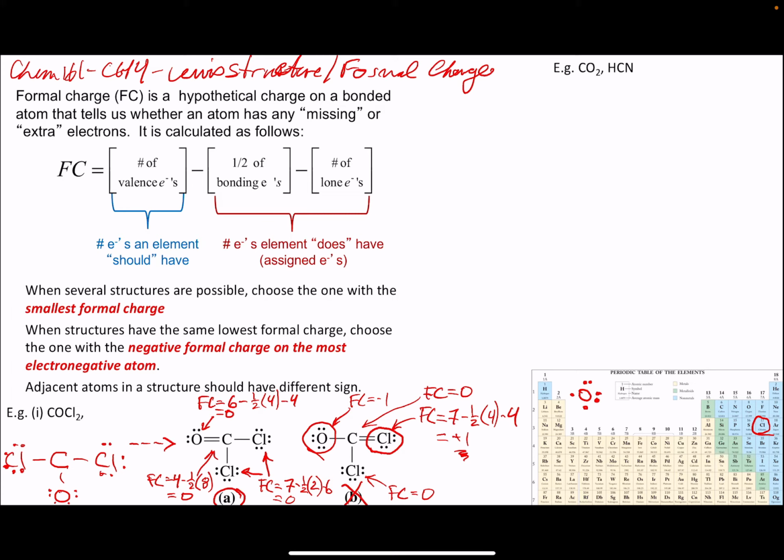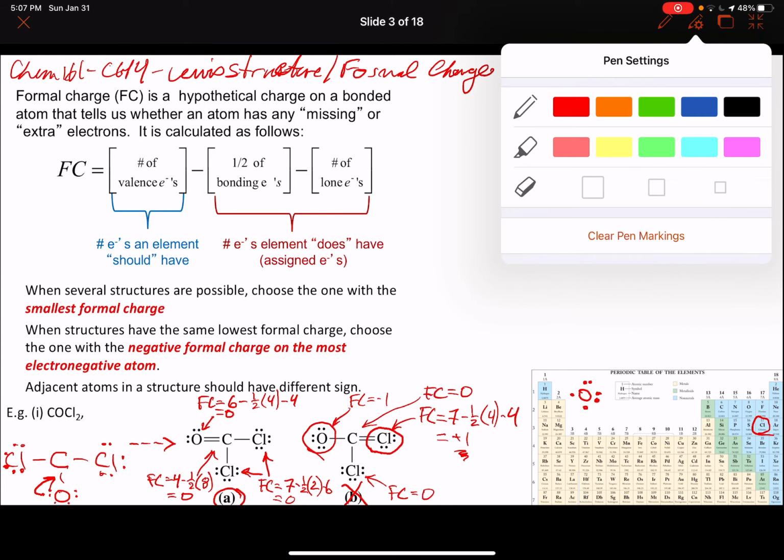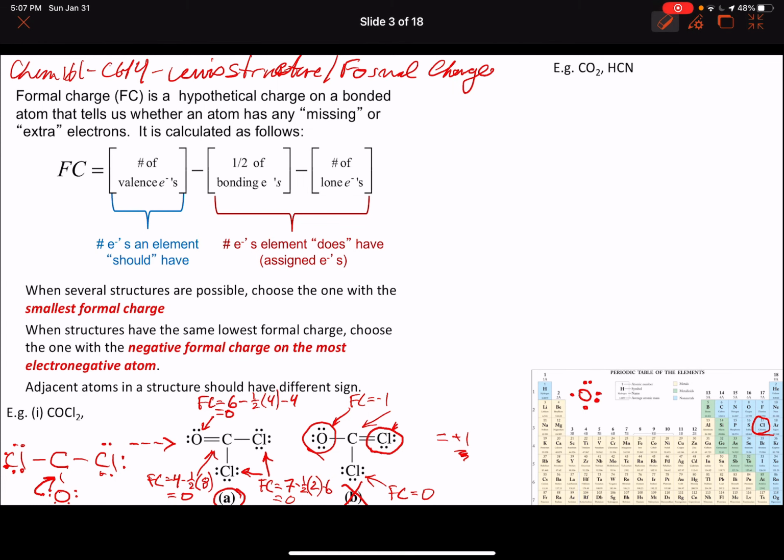So it was option A with the double bonded oxygen that was correct. And so it was correct to borrow a lone pair from the oxygen and not the chlorines to complete the octet on the carbon, on the central carbon. So that is how we can use formal charge to help us there. Okay, so some other options as well that I'll just highlight here.